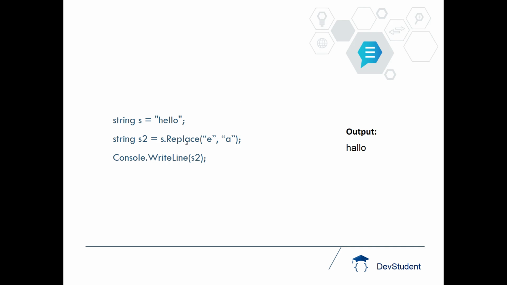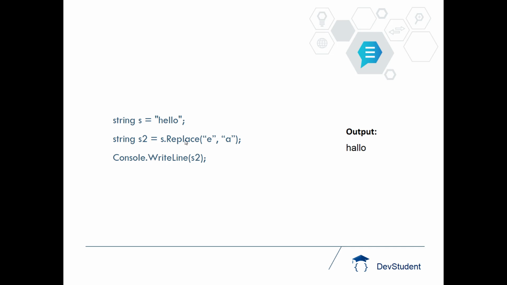Here I have a text called hello in a string called s. In the first string, I want to replace e with a. Then I can write code like this: s.Replace('e', 'a'). So e will be replaced by a in the string s. If you print s2, it contains a new string where in hello, e is replaced by a. So the output will be hallo.